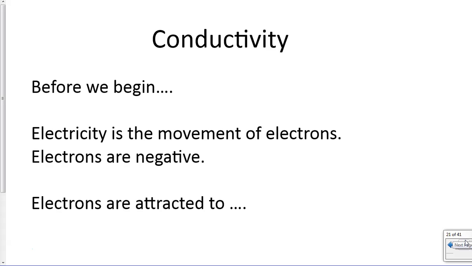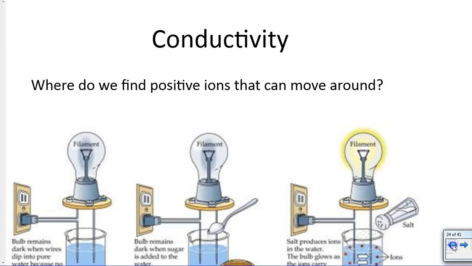And lastly, conductivity. Before we get there, electricity is the movement of electrons from one place to another. Electrons, like we've talked about, are negative. Electrons are attracted to... well, what's not negative? Positive.